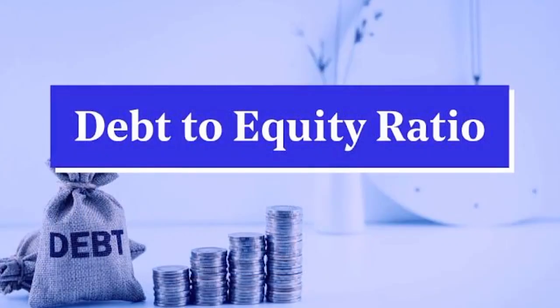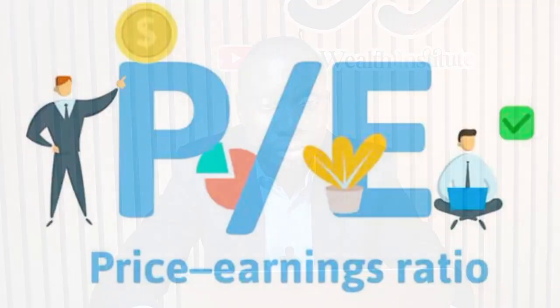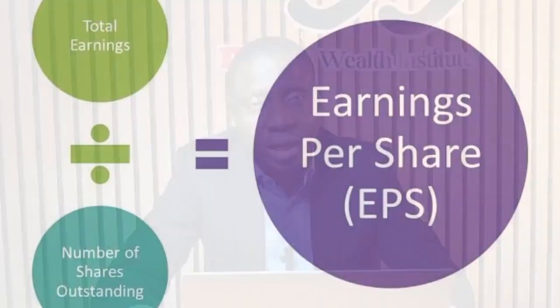So we have looked at leveraging ratios, debt to equity ratio. We have looked at price to earnings ratio, earnings per share, return on assets, return on equity, capital adequacy ratio, and on and on. We've talked about macro and micro aspects of determining when to play and when to withdraw or when to just stay.